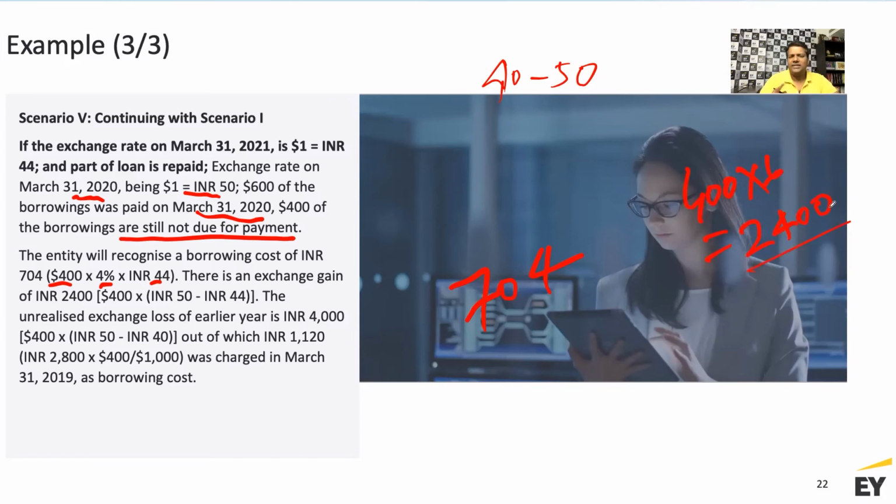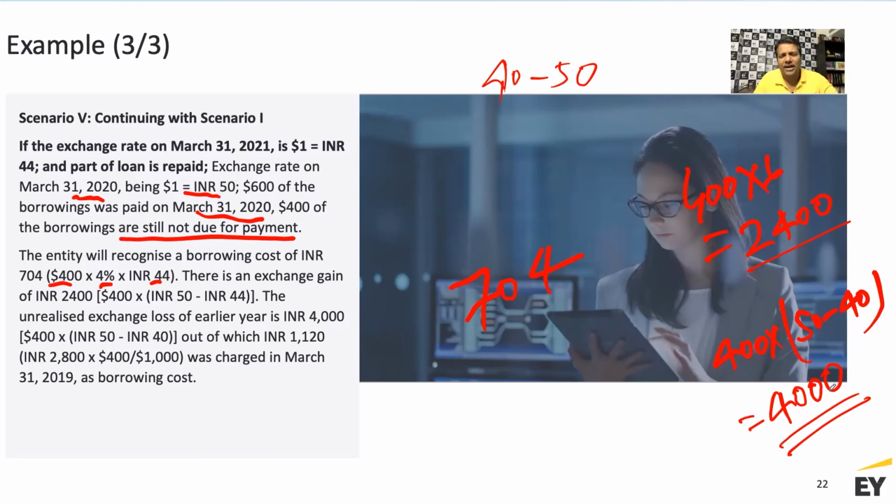Now the unrealized exchange loss of the earlier year is INR 4,000 in relation to the outstanding loan. Please remember, in relation to the outstanding loan, the unrealized exchange loss was 4,000, which is 400 multiplied by 50 minus 40, so to say. So this 4,000 was the unrealized exchange loss, right? Because when I borrowed money at 40, it moved to 50. And the loan outstanding is 400.